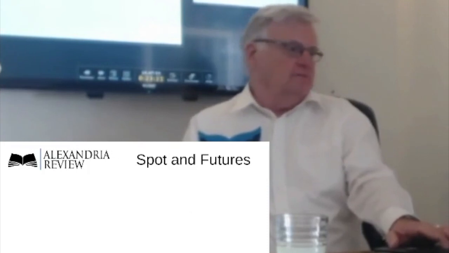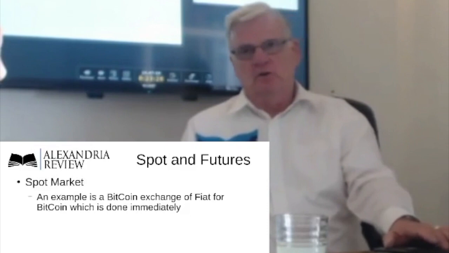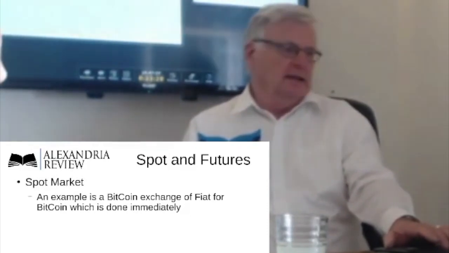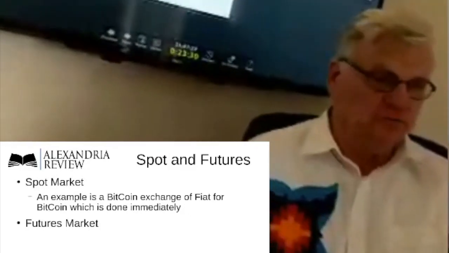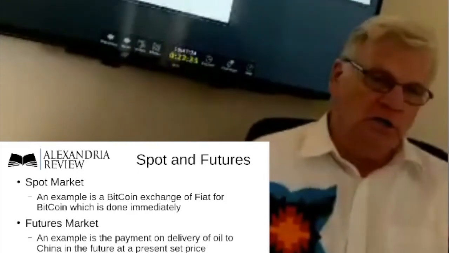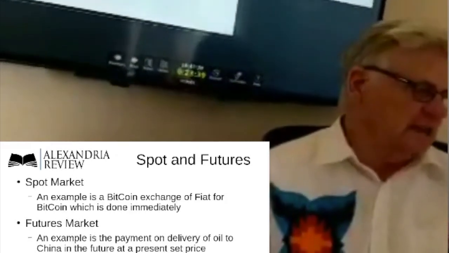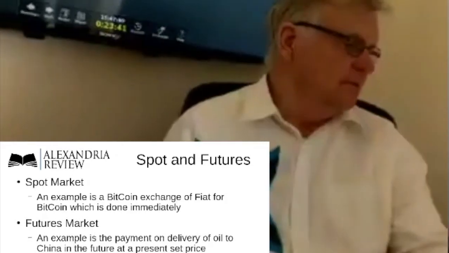So the spot market, for example, is, let's say, a Bitcoin exchange of fiat for Bitcoin, which is done immediately. In a futures market, an example would be payment on delivery of oil to China in the future, but we're going to set the price at the present set price.